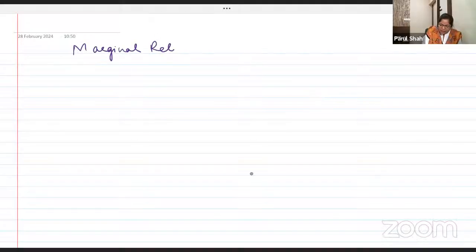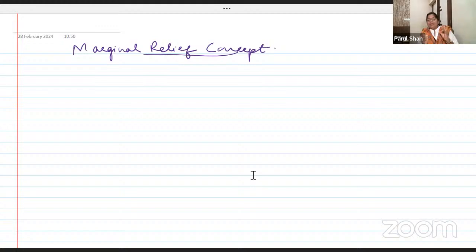Marginal relief concept. I'm giving you some steps, but the way I'm giving them, you will not have to learn them. Just promise me to sink it, ink it. So write. Step number 1.